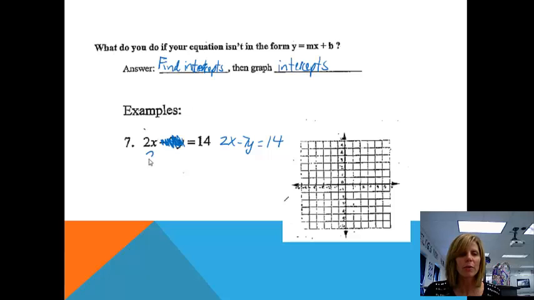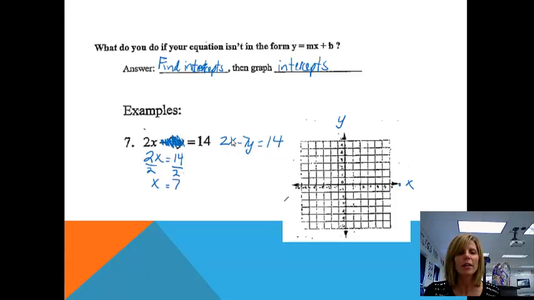And then I'm just going to write what I have left. I have 2x equals 14. Then I'm going to solve this for x, and I'll divide both sides by 2. So we've got x equals 7. That means that this line crosses the x-axis at 7. So I'm going to go over to 7 on the x-axis, and if you would like to label your x and y before we get started, that's always a good idea as well. Okay, so I found the x-intercept.